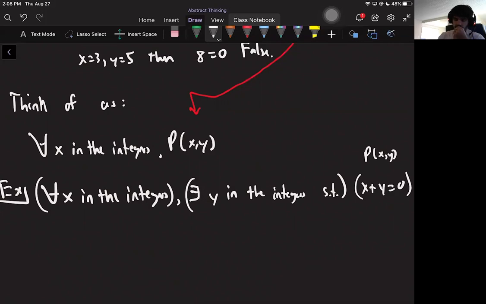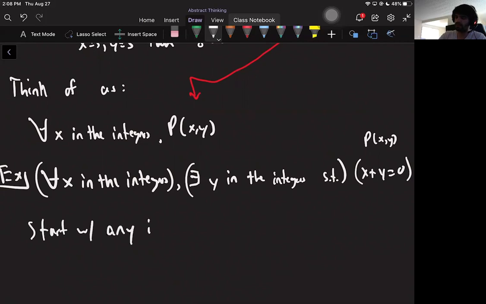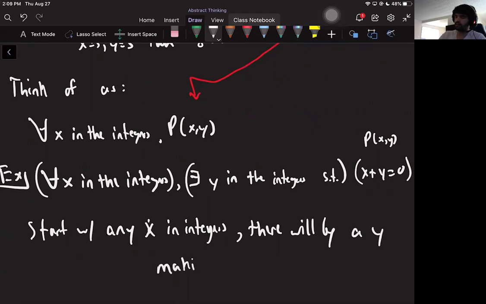So what is it really saying? It's saying that no matter what x you start with, if we break this down, start with any x in the integers, then there's going to exist a y making the next thing happen, which is that this equation will be equal to 0. So that's how you read a for all there exists. No matter what you start with, there will be a y making x plus y equals 0. So this one is true.